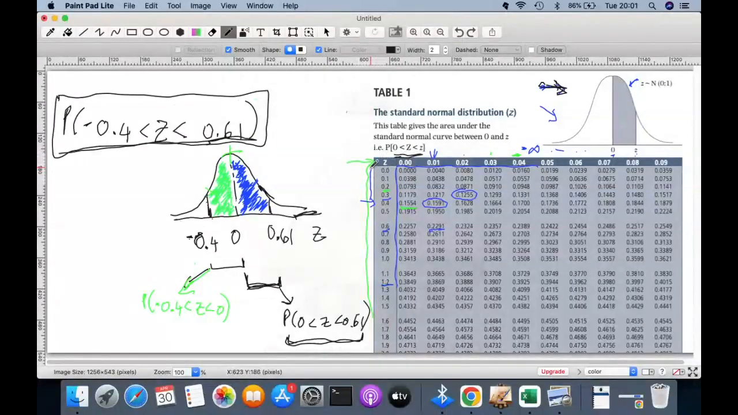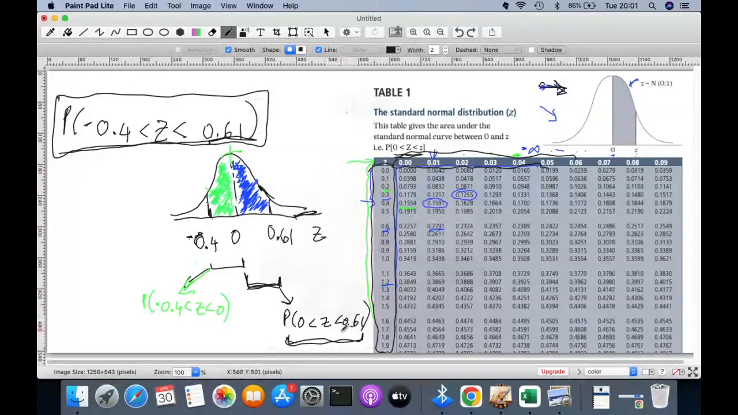So there's your z values. Your z values are running along the margin, like here. These are your z values. And then if you wanted the second decimal place, then you use this part here. That's how you get the z values.